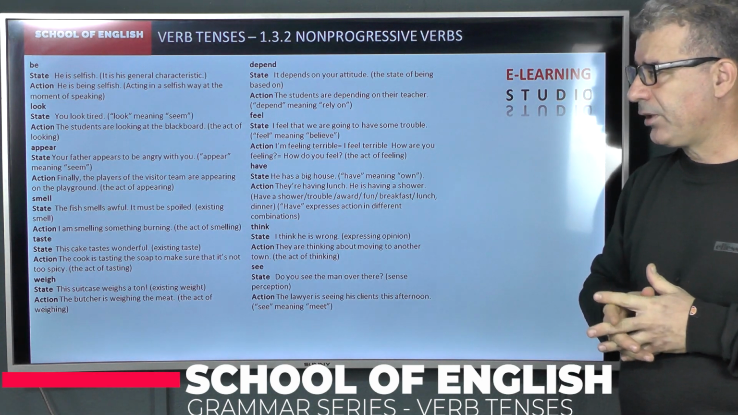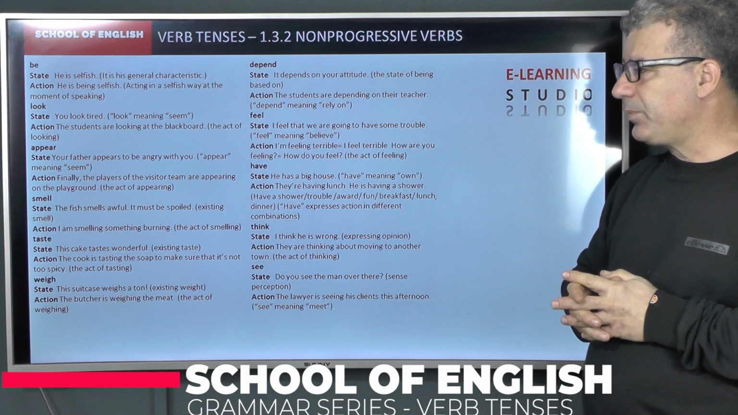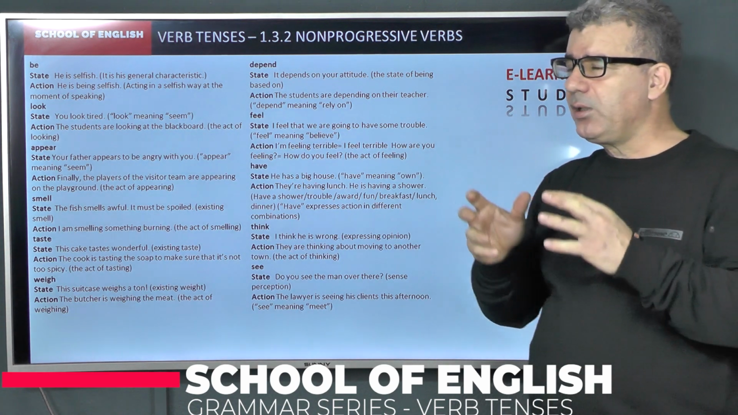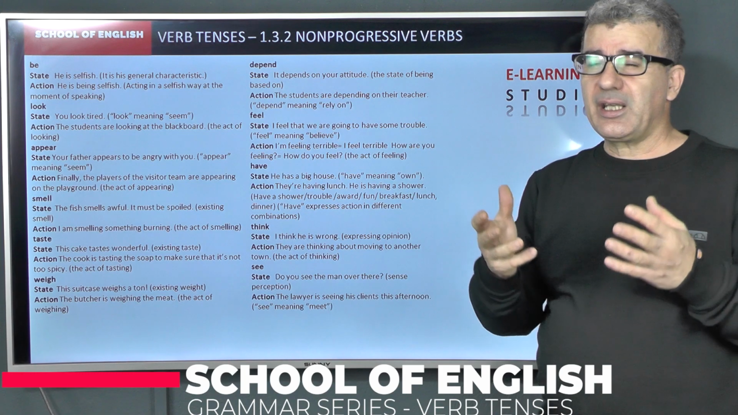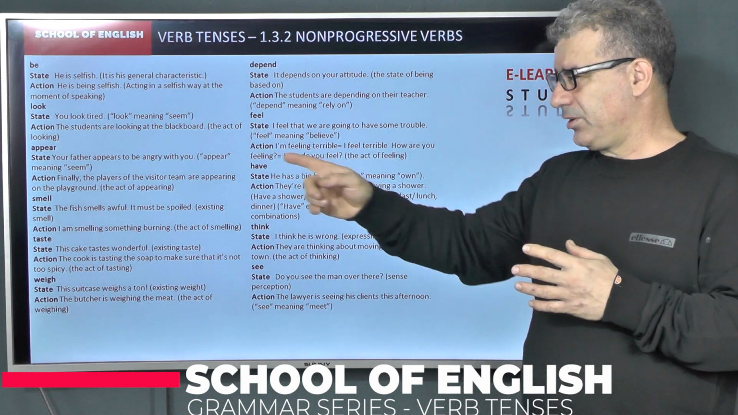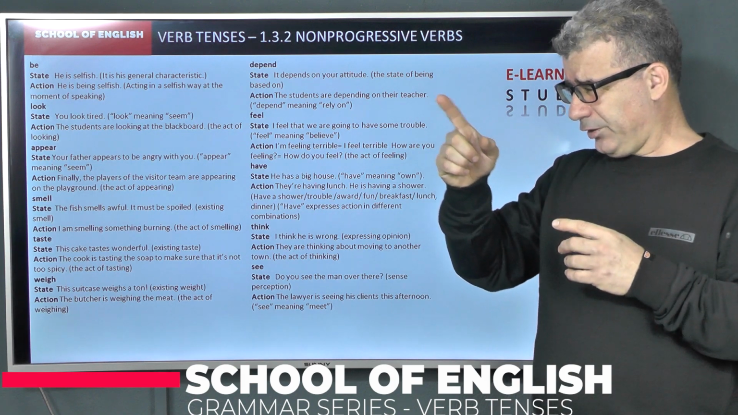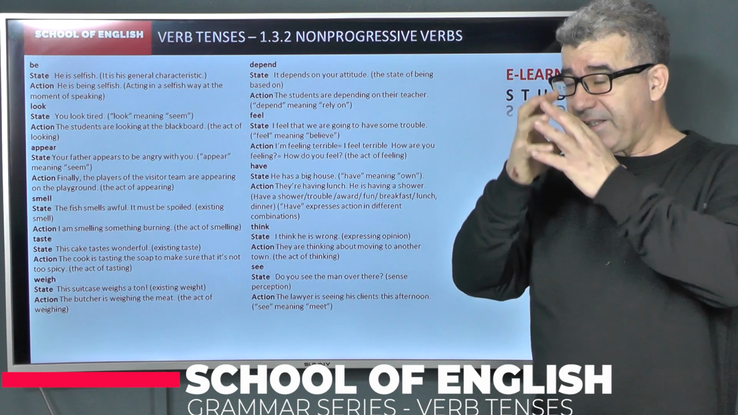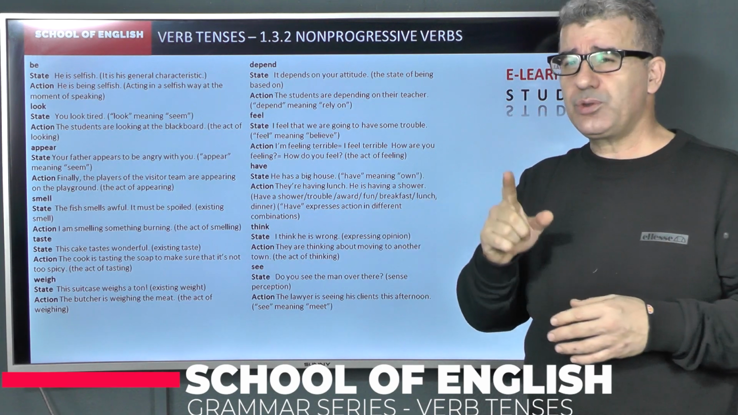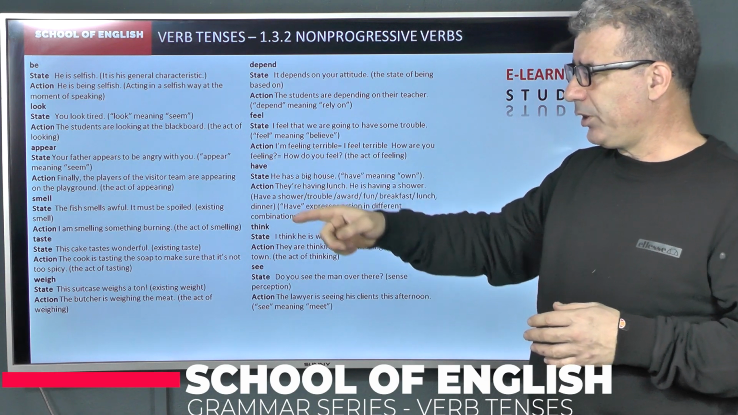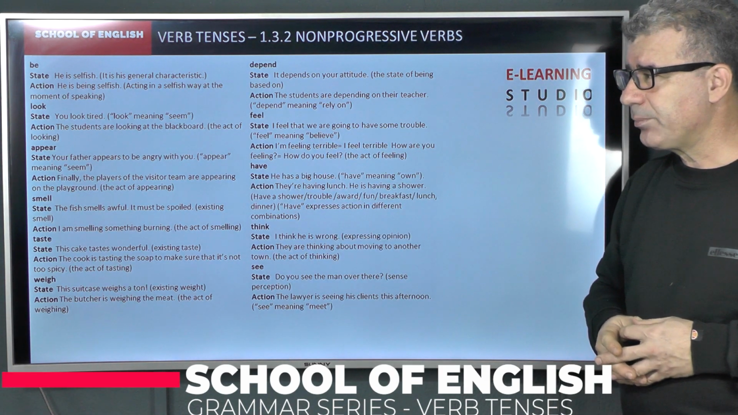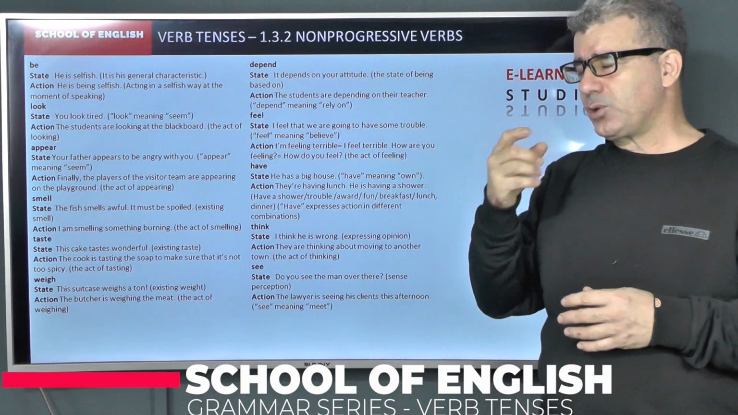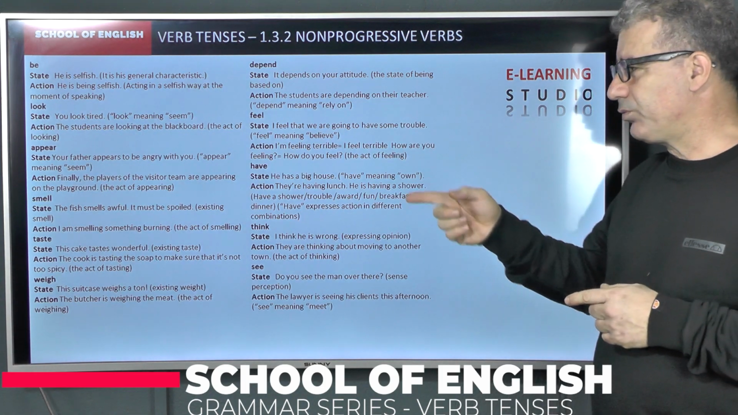How about smell? The fish smells awful. It must be spoiled. This example talks about the existing state. So smell referring to existing case, if it refers to the existing smell, we cannot use it with verb ing. How about action? I'm smelling something burning. This is the act of smelling, taking the smell. So there is action and it can be used with verb ing.